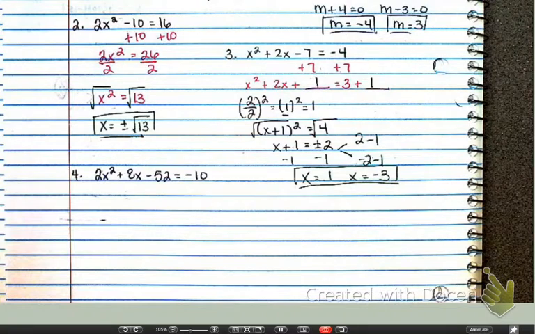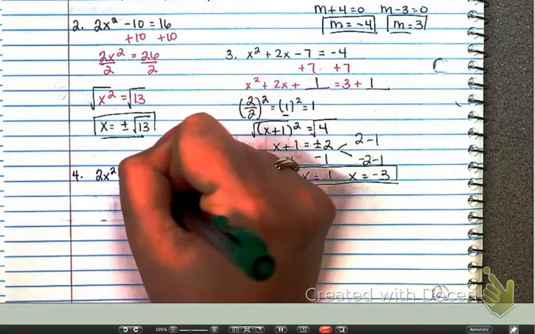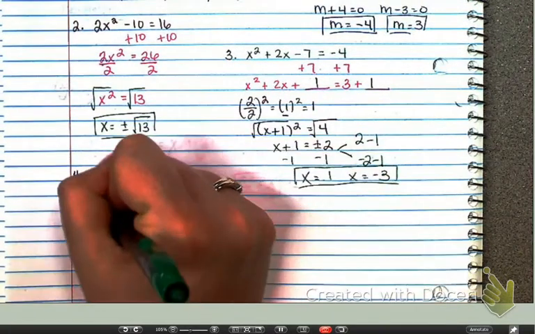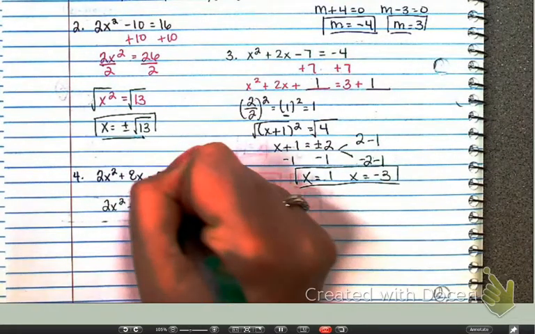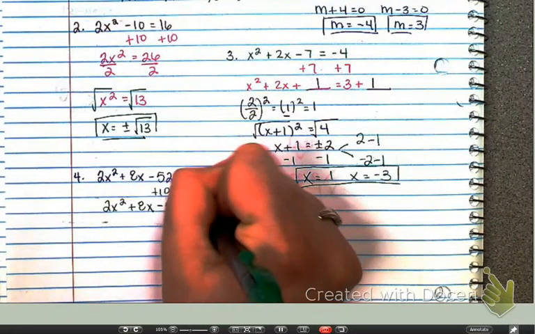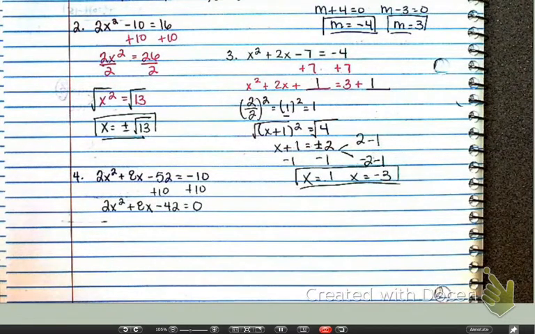I added 10 to both sides. Okay, so you knew you had to write it in standard form and set it equal to 0. So that's the first step there. What makes you think, by looking at this, because I could also write it like this and use the quadratic formula, right? What, looking at this, makes you think, maybe I should try factoring?